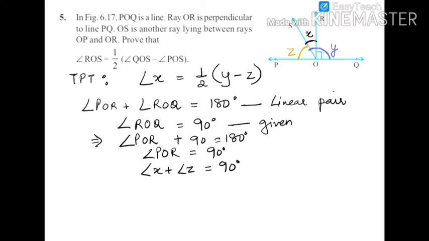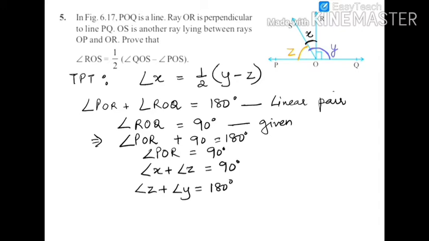Now in this question there are many linear pairs. One linear pair we have already written over here. Can you identify the other linear pair in this question? Angle POS and angle SOQ, that is Z plus Y, also make a linear pair. So angle Z plus angle Y is equal to 180 degrees.